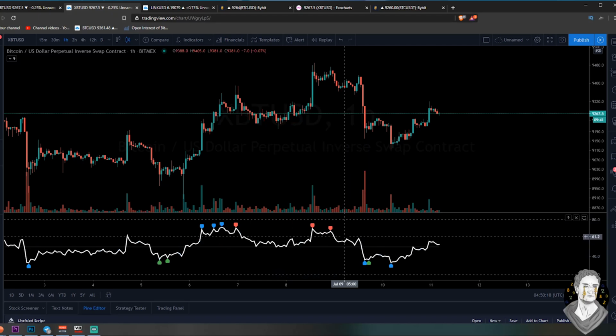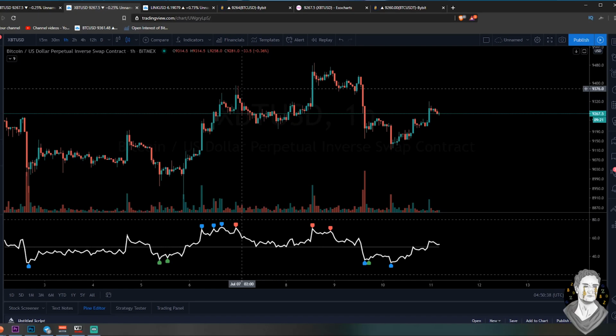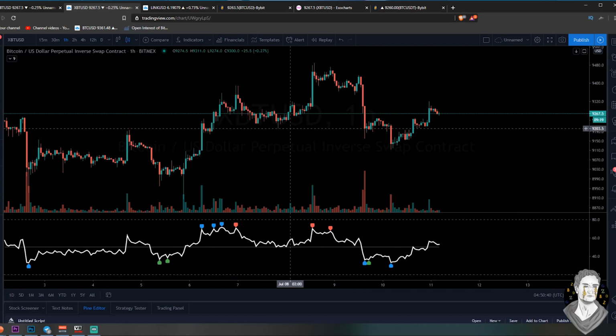I like to use the 14 length because it's a lot more accurate, especially with divergences. But as you can see, when you use the 22 length, it slows down the signals and the movement of the indicator. We've found most success with the 22, but you can also use the 14. There are times where the 14 actually acts better, and there's a great example right here that I'm going to show you.